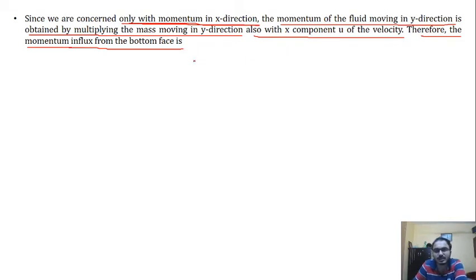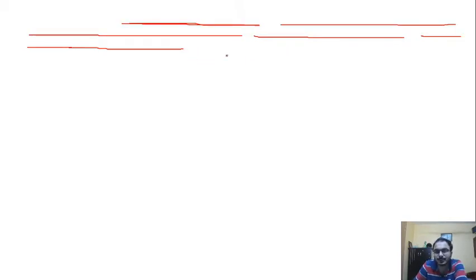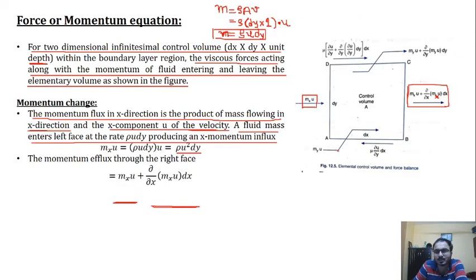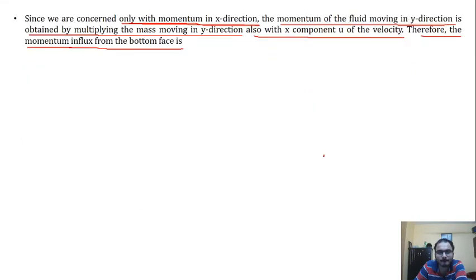Here we are currently discussing, if you see this figure, the third component, that is this. I would recommend you to draw this figure by pausing this video so that it will be easier for you to understand the next part of this derivation. So now we are discussing this part, my into u. Here my into u is given by rho v dx into u.